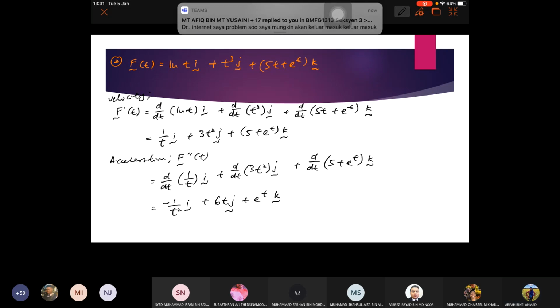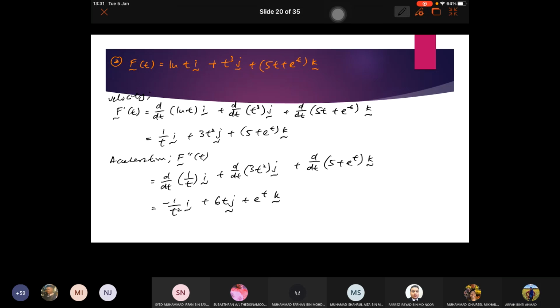Dan problem, so saya mungkin akan keluar masuk, keluar masuk. Okay, MT. Understood. Tak pakai 4G ke MT?